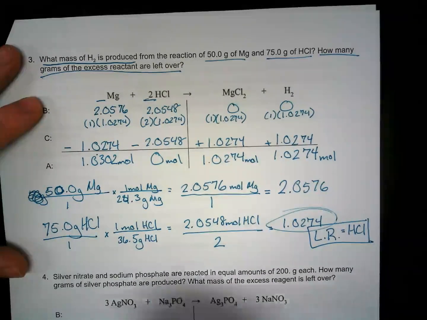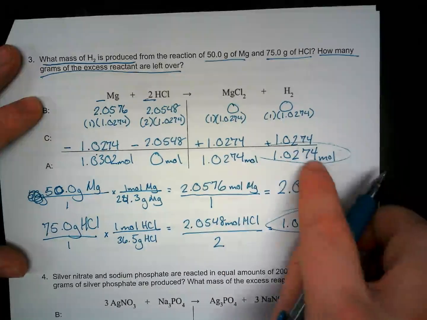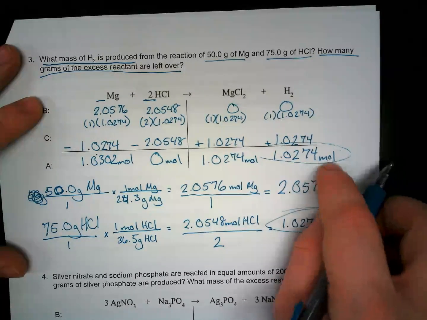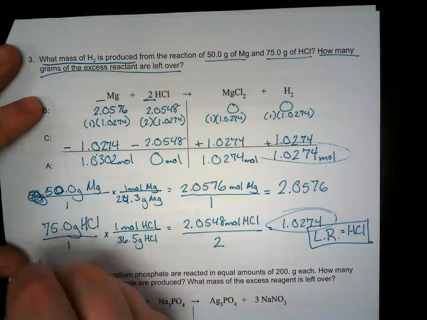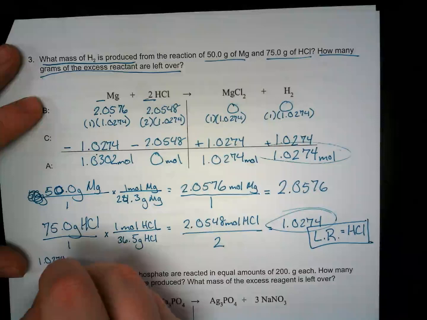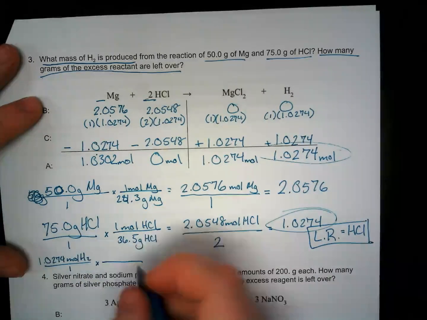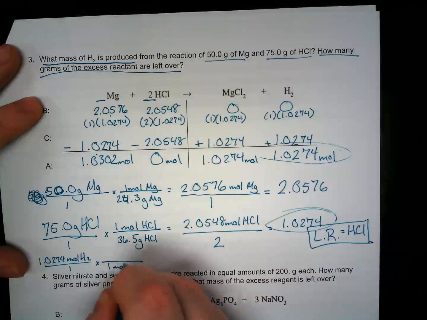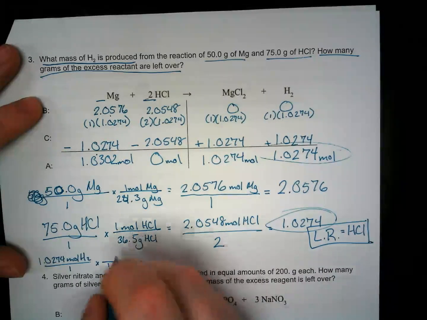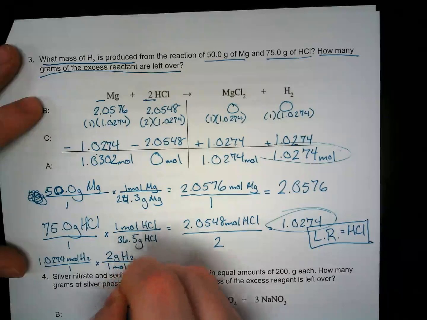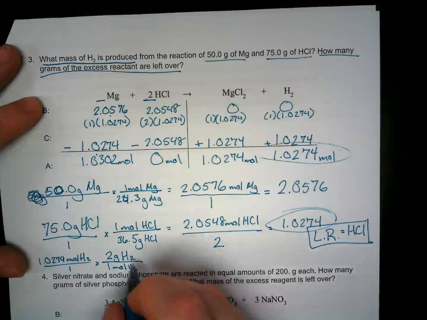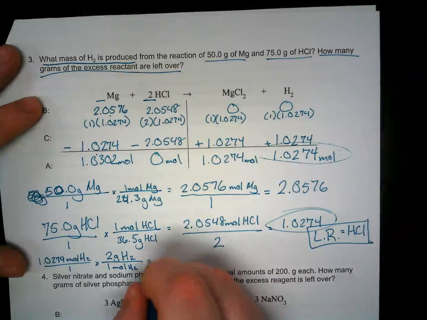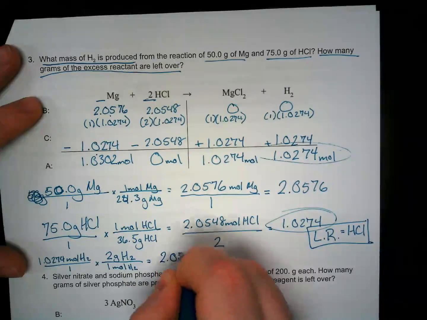Sorry about that. So we've got to take this guy right here, and we are going to convert from moles of hydrogen gas into grams of hydrogen gas. So it'll be 1.0274 moles H2 times the molar mass, which is 2 grams of hydrogen gas because it's a diatom per 1 mole, which is then going to give us 2.05 grams of H2.